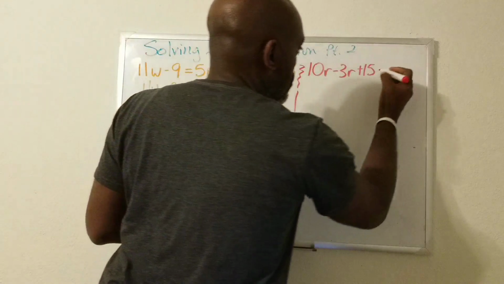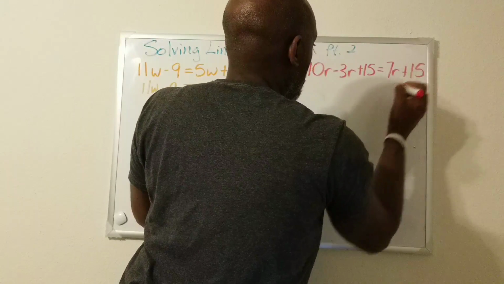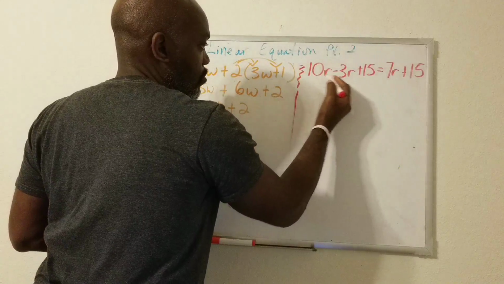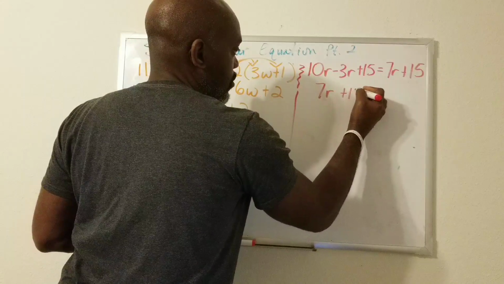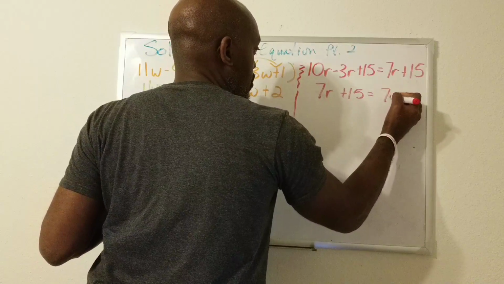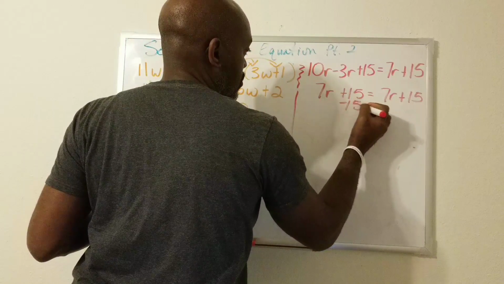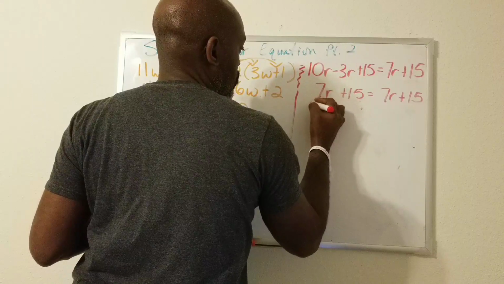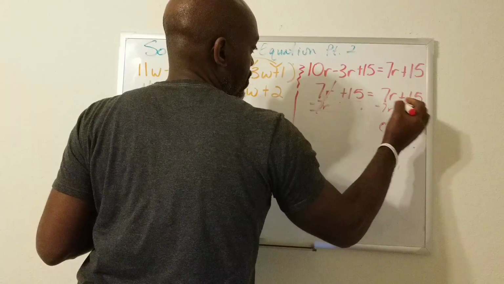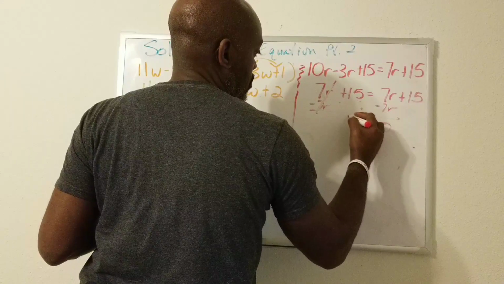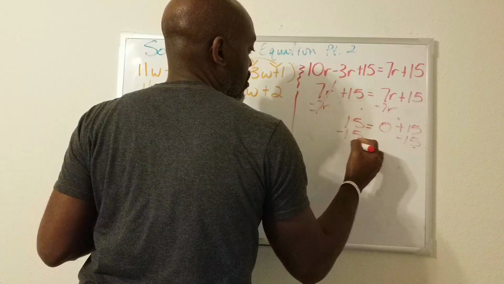It's not a lot of room in it. Okay. So we're going to combine like terms. 7r plus 15. 7r plus 15. What do you notice? So we're going to subtract 7r from both sides. Then subtract 15 from both sides.